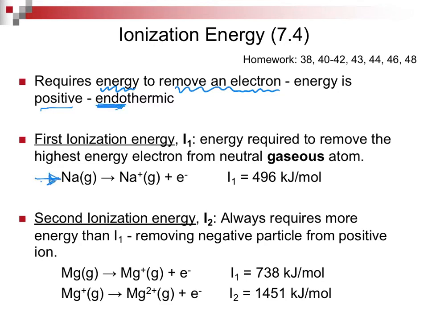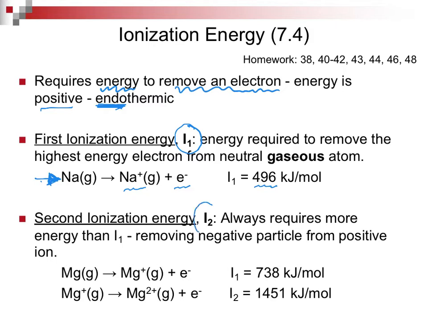Focus on this equation. What did I write? I wrote sodium, the element in the gas phase, going to form sodium, the cation, plus an electron. So ionization energy, this one is called the first one. It has a little subscript 1. It's the energy required to remove the highest energy electron from a neutral gaseous atom. And so here we have its value. It is definitely endothermic, 496 kilojoules. So that's called a first ionization energy.